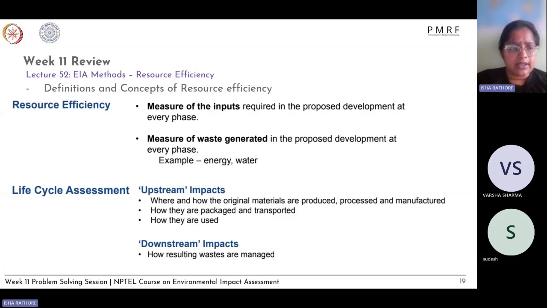Then we also looked at life cycle assessment. There are two impacts we look at. One is the upstream impacts. Upstream impacts are where and how the original materials are produced, processed, and manufactured, how they are packaged and transported, and how they are used. So those are upstream impacts, related to your inputs. And downstream impacts are related to your waste generated, so how the resulting wastes are managed at the site.